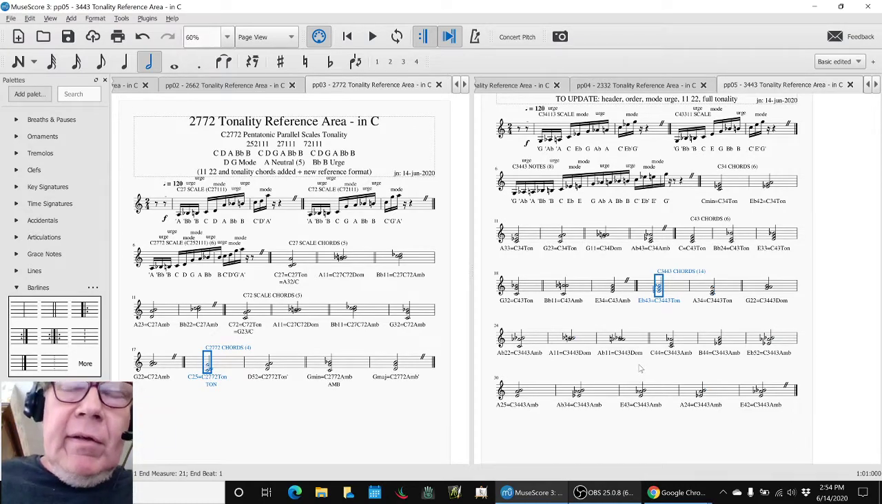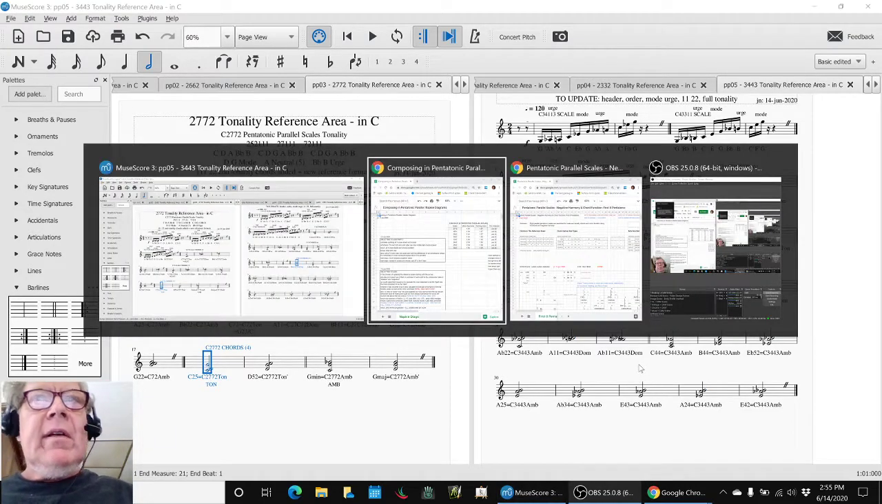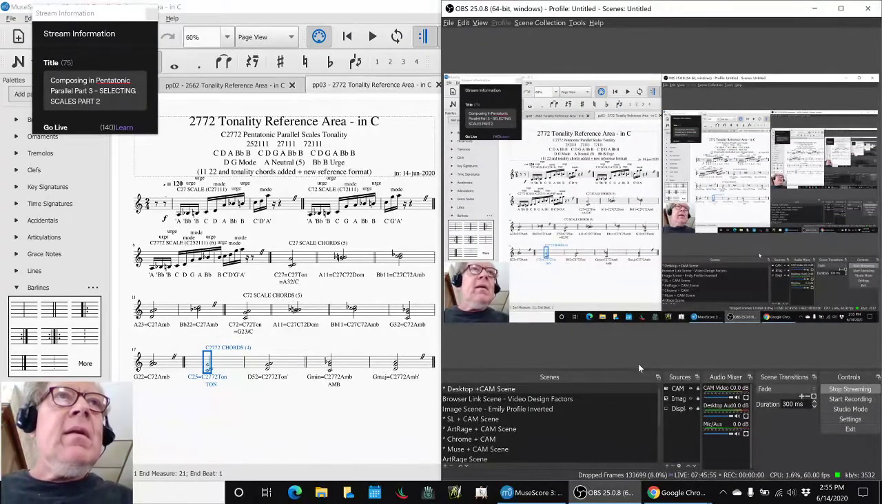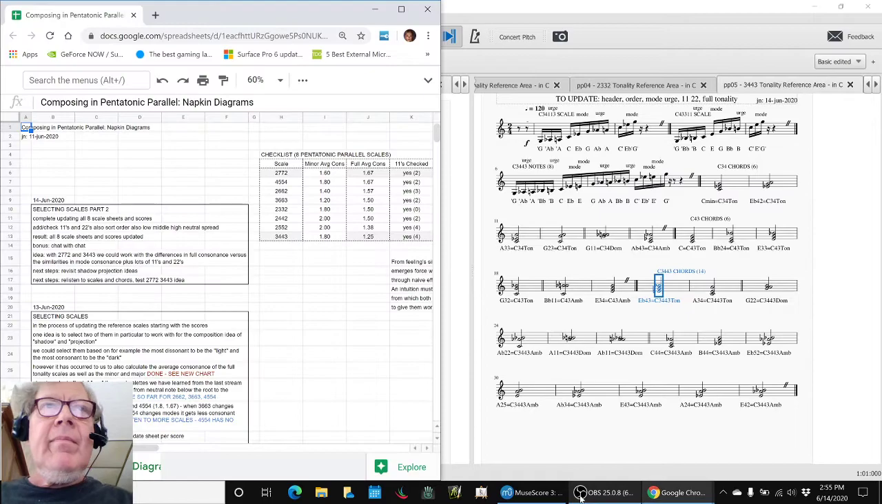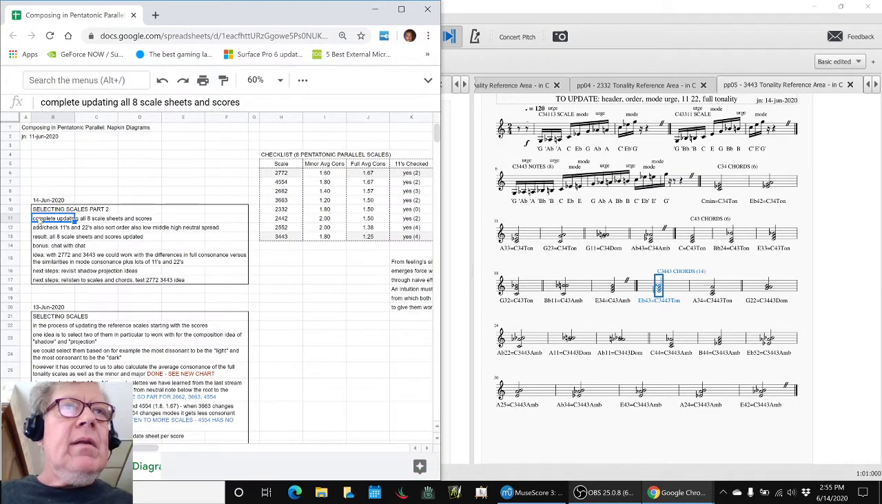Ladies and gentlemen, this is a recap of composing in pentatonic parallel. Part 3, selecting the scales, part 2. Today we have completed updating all 8 scale sheets and scores.